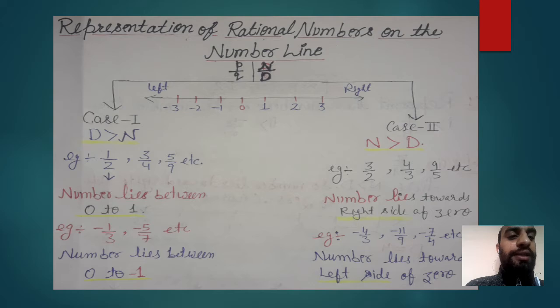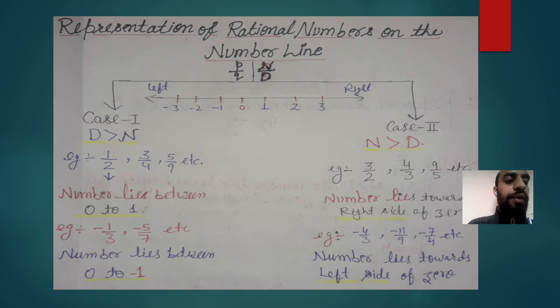So the second case, when your numerator is greater than denominator. If it is a positive rational number, for example 3 upon 2, 4 upon 3, 9 upon 5, etc., the number lies toward the right side of 0. That means it is a positive rational number. It lies toward the right side of 0.